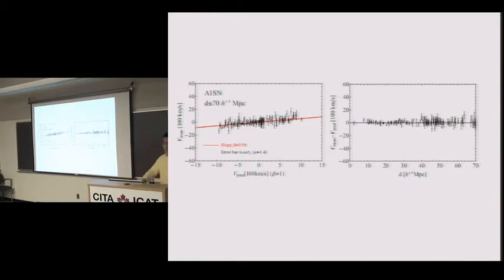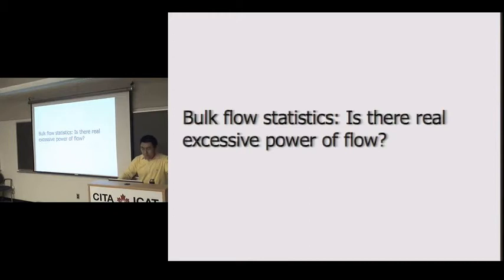And we have already seen that for those catalogs, which are not very deep, at around 17 megaparsec, these two things are pretty well consistent with each other for those large-scale linear modes. So the next story is bulk flow statistics. If some of these galaxies are moving away from you or towards you at some particular speed, which is the streaming motion of the galaxies, if there is some bulk flow, then is this bulk flow really excess power of perturbations on some particular scales? Is there a real excess power flow? This is the second question we want to ask.